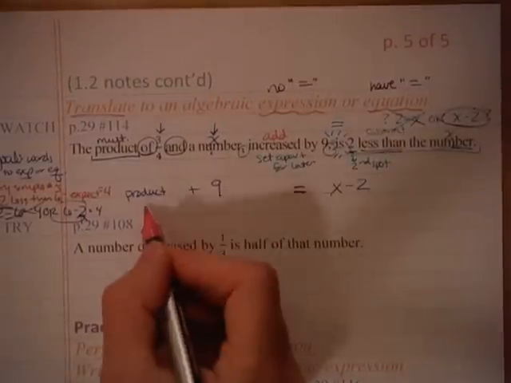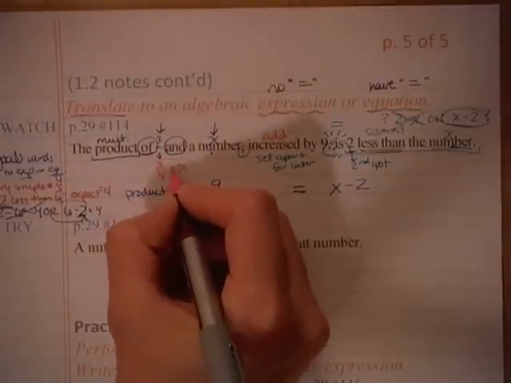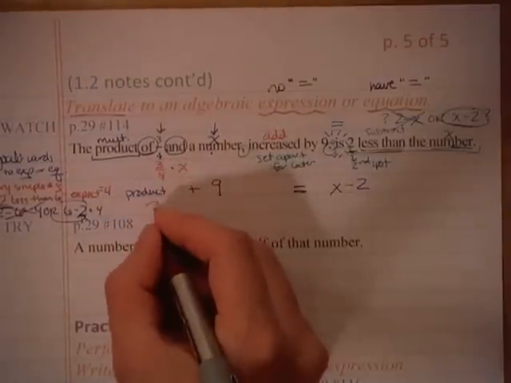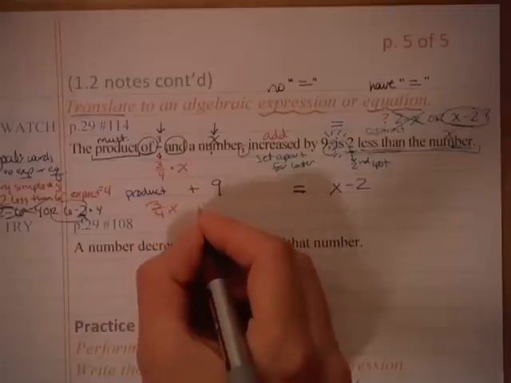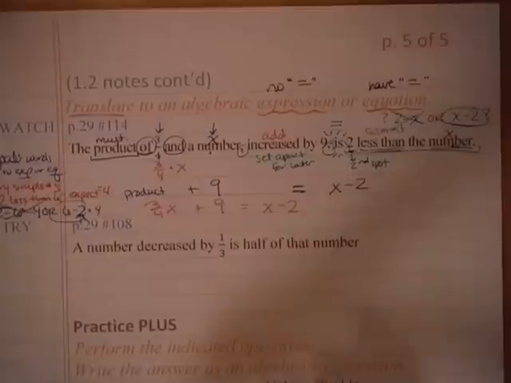So now I just have to fill in what that product is. The product is going to be 3/4 times the number, or just 3/4 x. So 3/4 x plus 9 is 2 less than x, x minus 2.